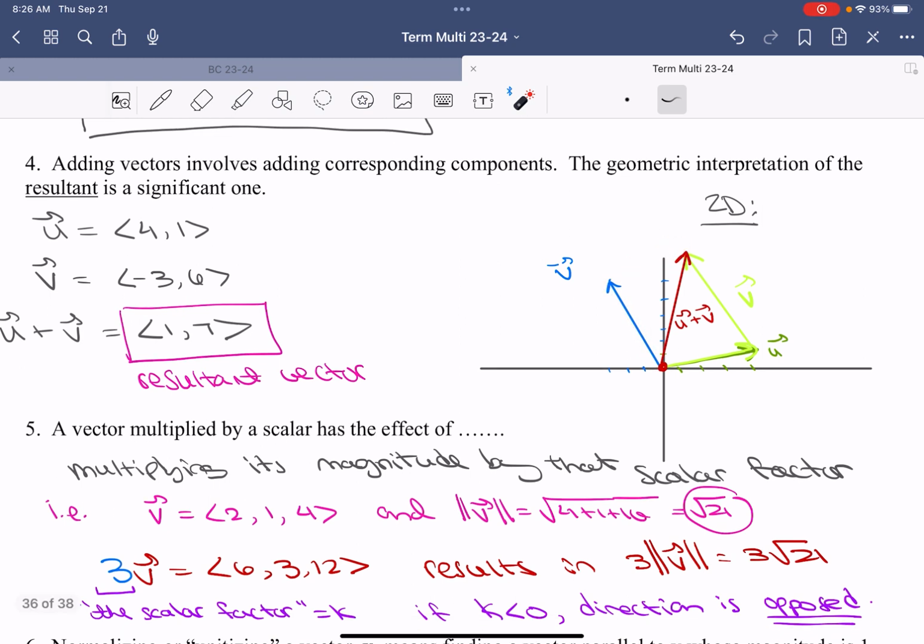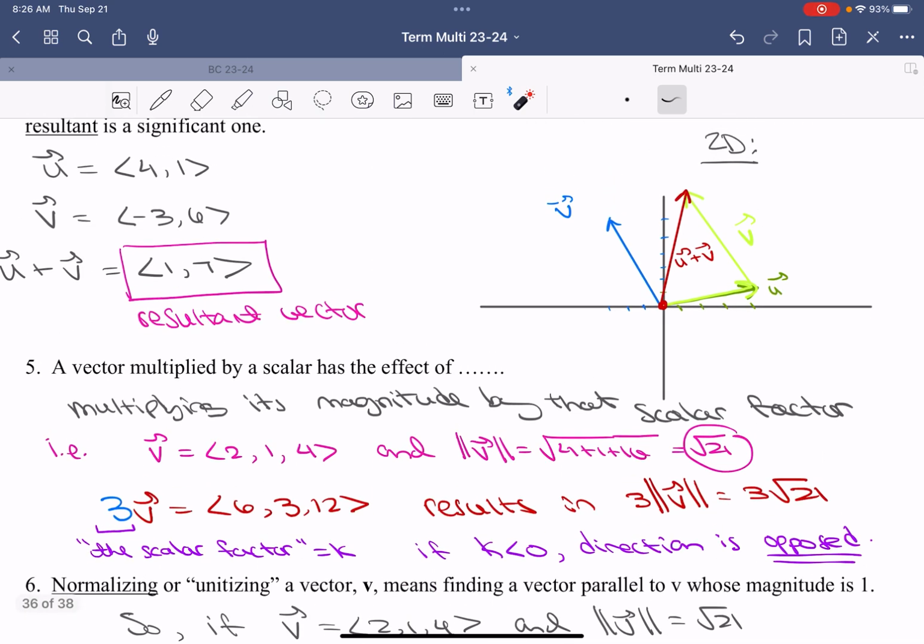A vector multiplied by a scalar has the effect of... first of all, what is a scalar? A scalar is the same thing as what's called a scalar factor. Let's take a look at an example. If you have vector v, which is 2, 1, 4, follow my pen, not the screencast, and I want to know what 3 times vector v is, this constant you're multiplying by vector v is referred to as the scalar factor.